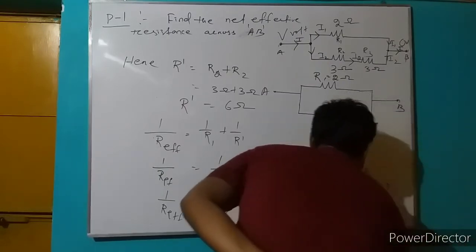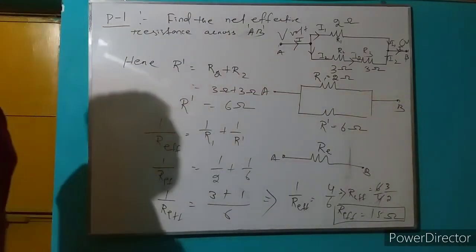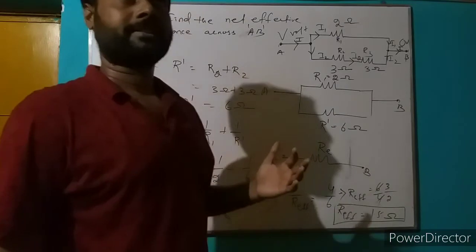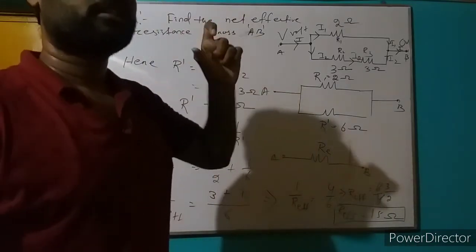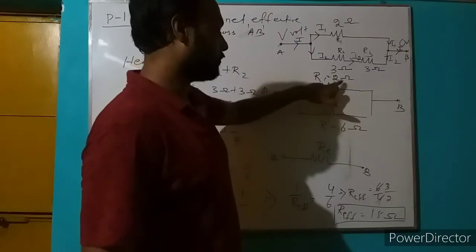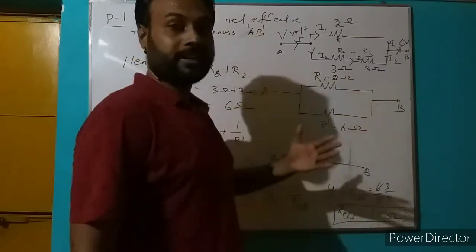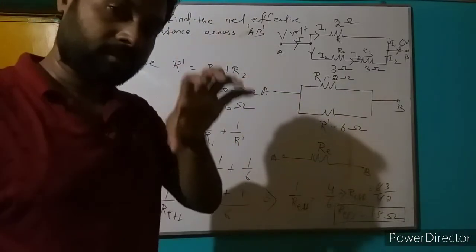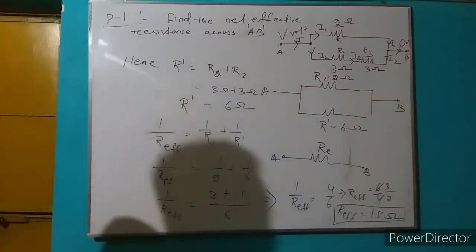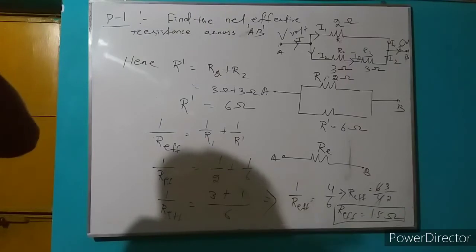So here R effective is 1.5. The resistances were 6 ohm and 2 ohm, and the result is 1.5. So the net effective resistance in parallel connection decreases. Please note it, then I'll solve another problem.